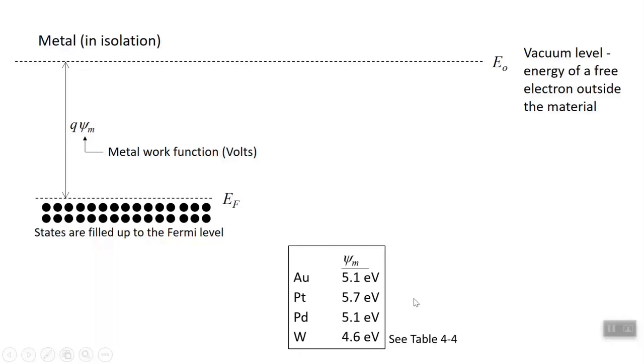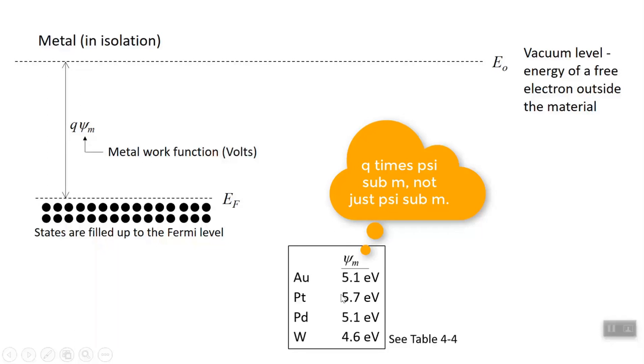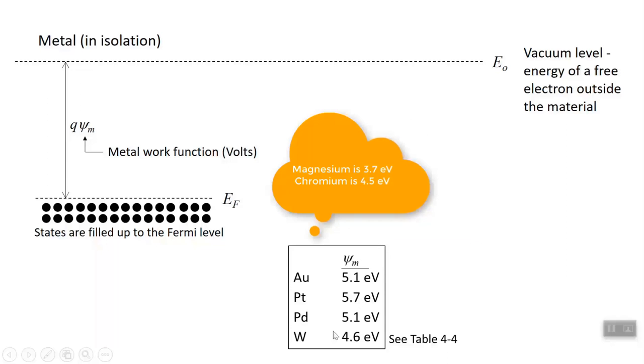Some tabulated values for various metals. They're all around 5 eV. They get a little bit different. You'll find a couple of 3 or 6. I think chromium is low. And for the most part, they're all around 5 electron volts.